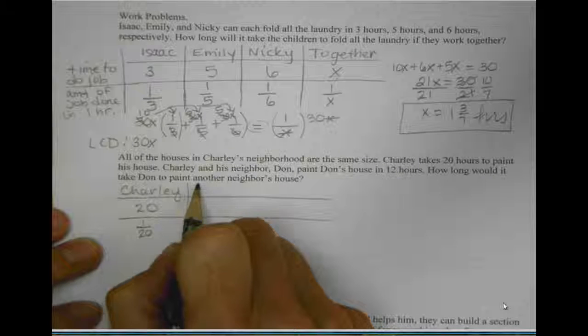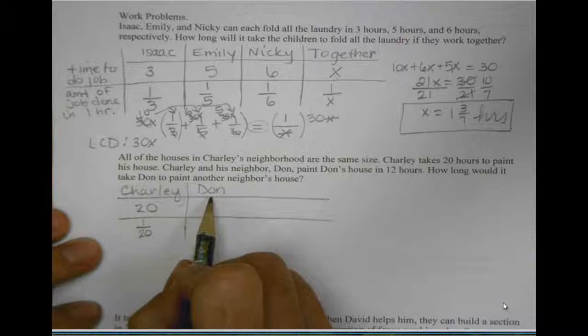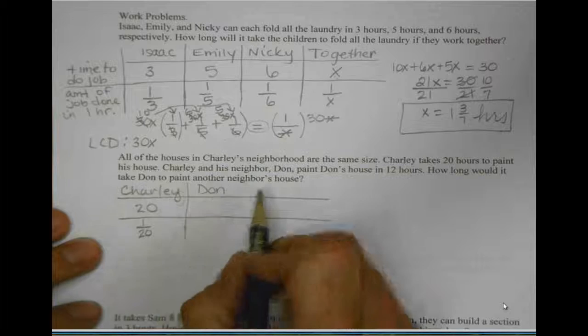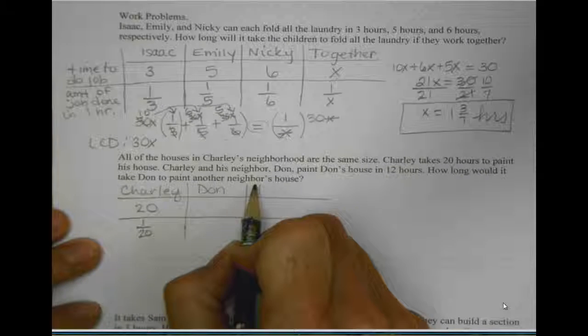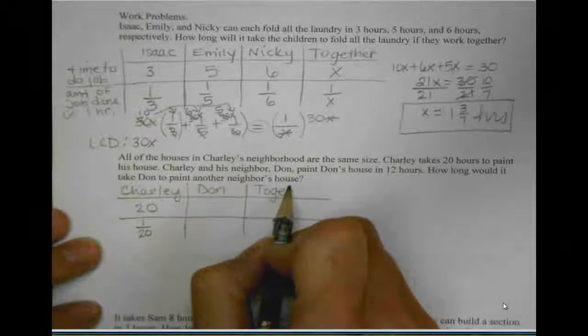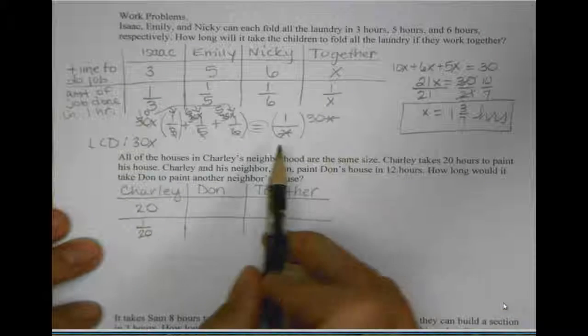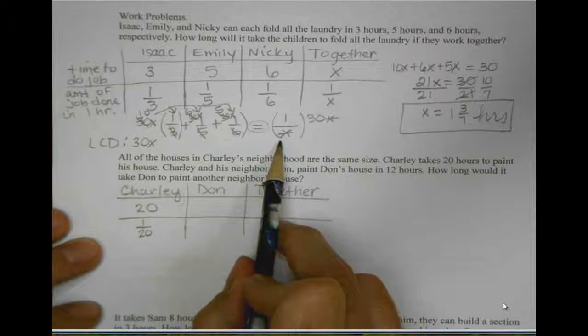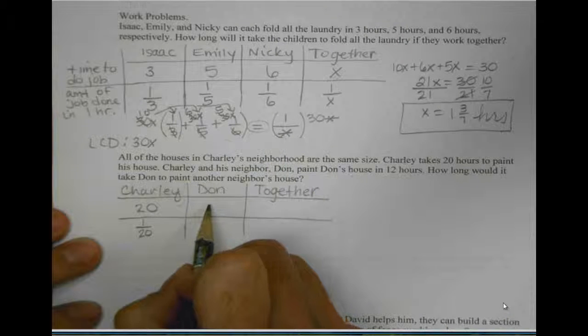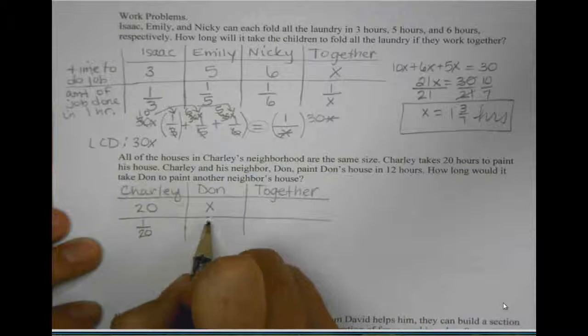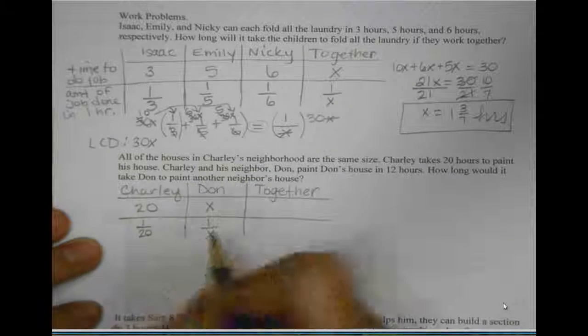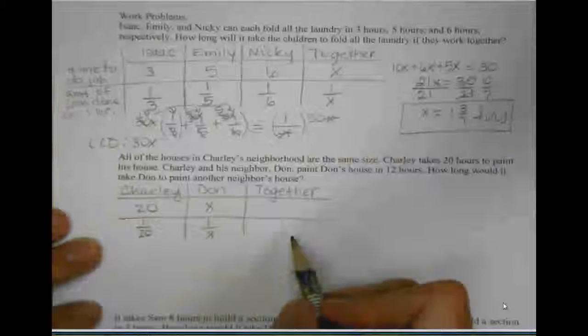And then we have Don. And even though we don't know how long it took him, we'll put him next because we always want to put together time all the way to the right, because it's always going to be on the equal side like we have up here on this problem. So Don, we don't know how long it took him, and in an hour he'll have 1 over however long it does take him completed.